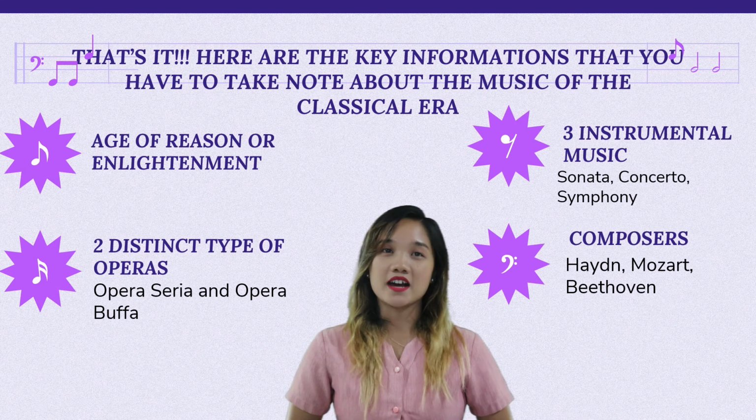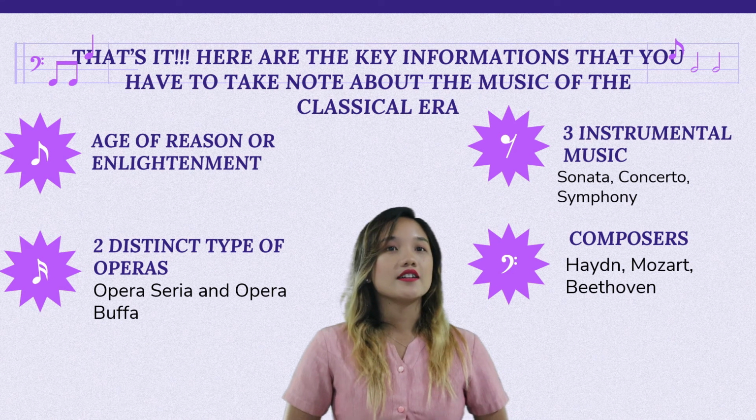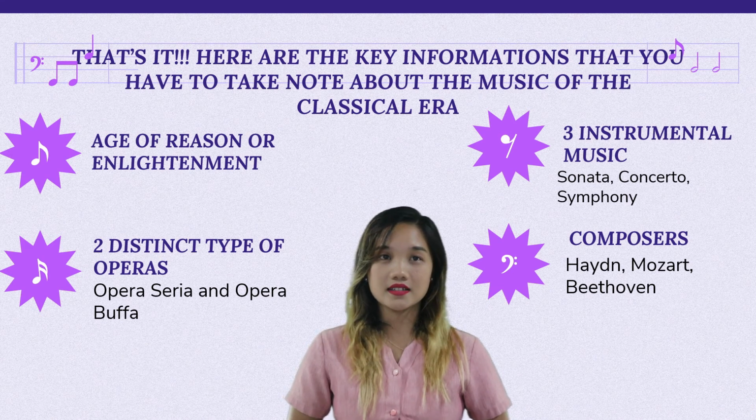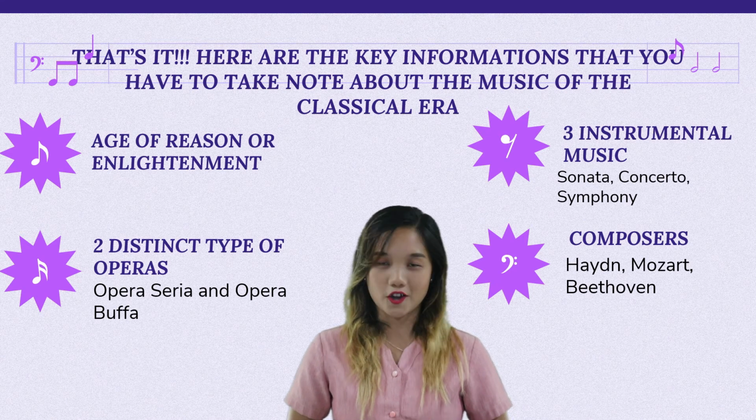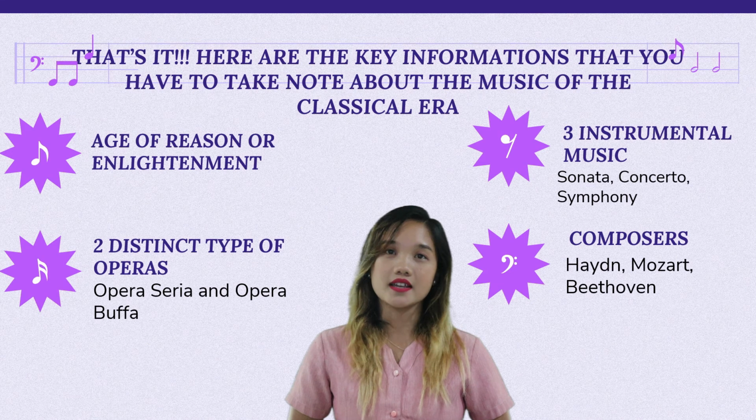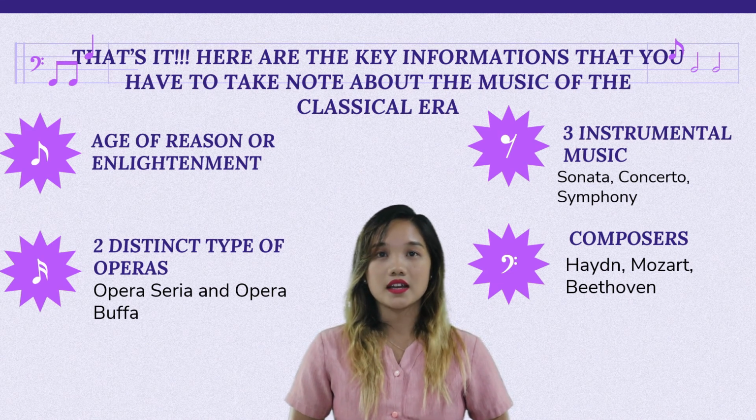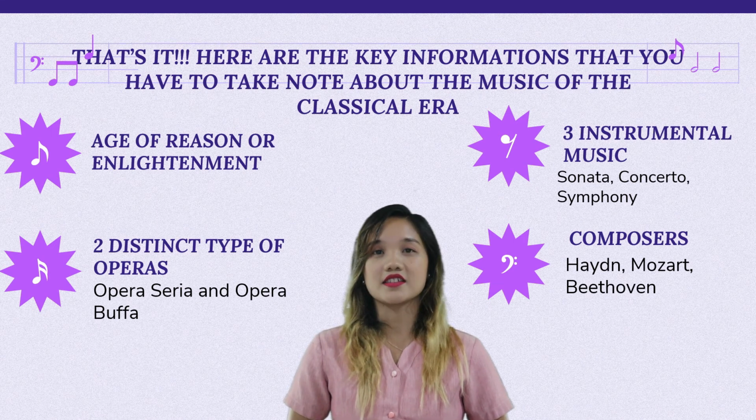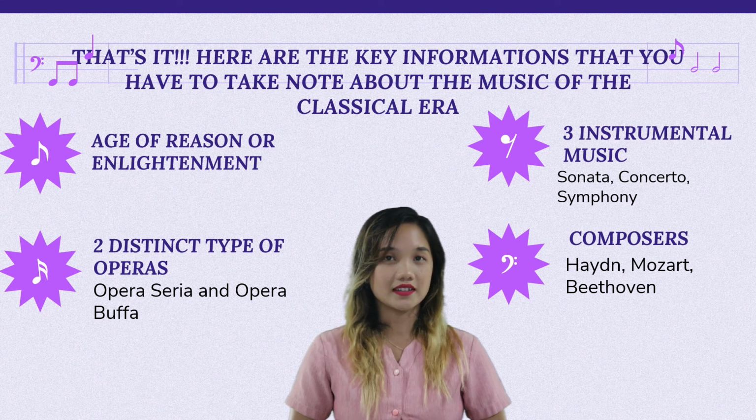That's it! Now, here are the key information that you have to take note of about the music of the classical era. First, it is the age of reason or enlightenment. Second, we have two distinct types of operas, the opera seria and opera buffa. Third, we have three instrumental music forms, which are the sonata, concerto, and symphony. And the last is the composers, such as Haydn, Mozart, and Beethoven.